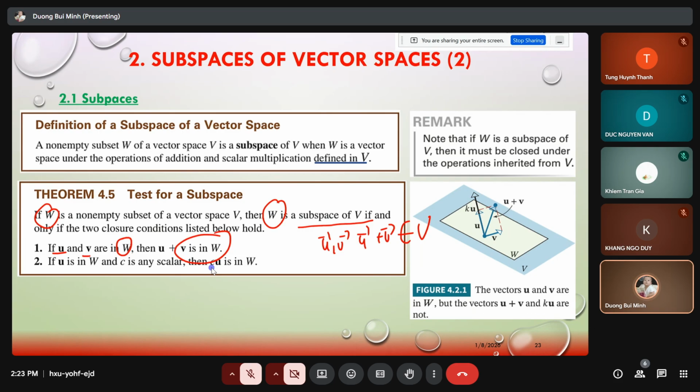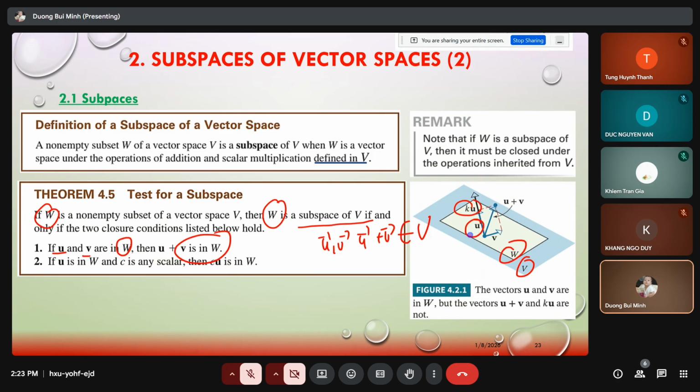For example, this one. We have W and V. Of course, V is a vector space, and W is a subset of V, right? But when we analyze U and make K times U, K times U is outside of W, right? So this one is not a subspace.